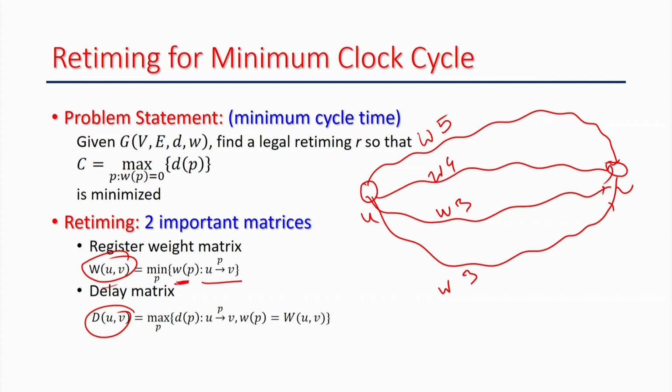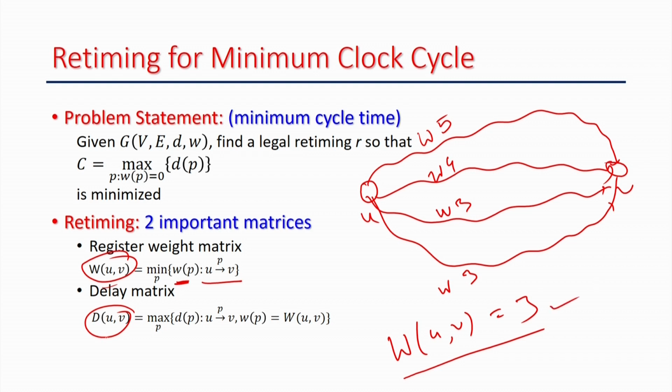So, W(u,v) means, for all paths from u to v, the one which has the minimum weight. For example, for this particular example, W(u,v) will be 3, because I have 4 paths and I assume the number of registers is 5, 4, 3 and 3. So, there are 2 paths which have 3 registers. So, W(u,v) is 3. So, for each pair u, v, I can find out this value.